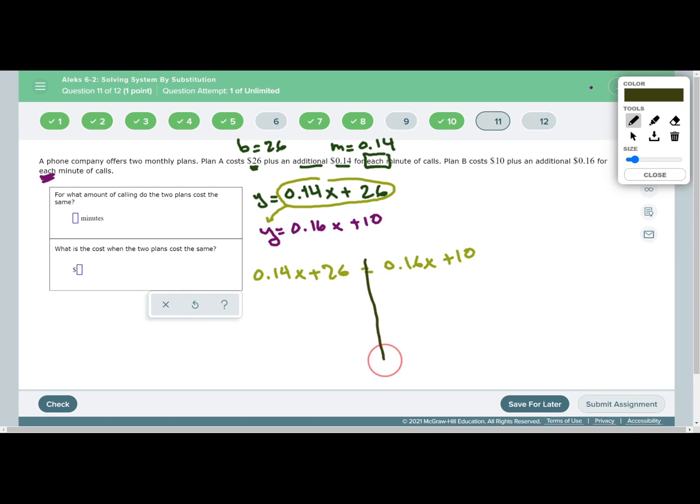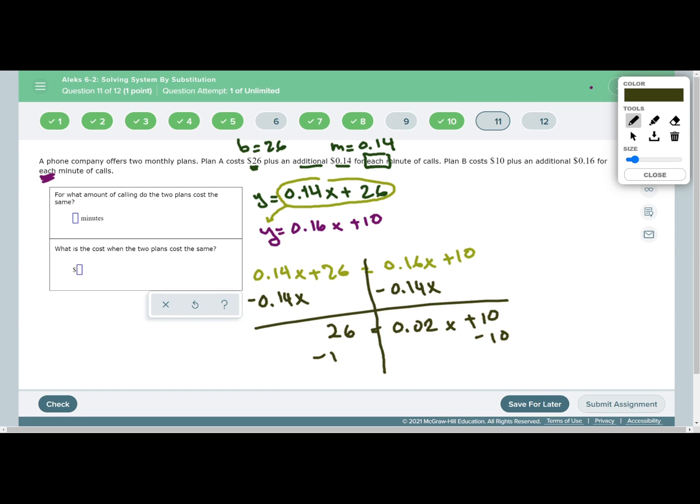We move the smaller number to the bigger one. So 0.16 minus 0.14, 0.02x. 26 equal to 0.02x plus 10. Then we subtract 10 on both sides. That will give you 16 equal to 0.02x. Then we divide by 0.02 on both sides.